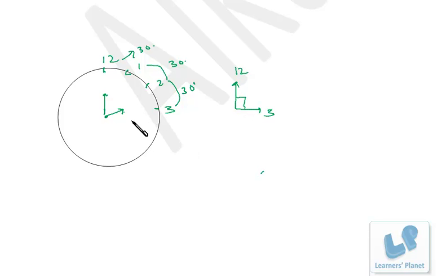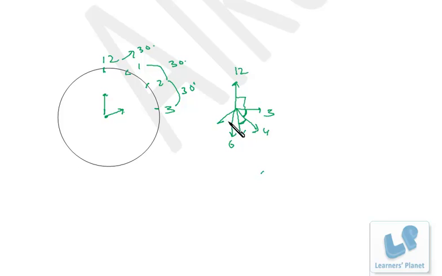Okay, similarly if you have to find out the angle between the hands at 4 o'clock, what will happen? This is 4, so one more 30 degrees will be added. So at 4 o'clock the angle between the minute hand and hour hand will be 30 into 4, 120 degrees, right? Similarly at 5 o'clock one more 30 degrees will be added, so the angle will be 150 degrees. At 6 o'clock a straight line will be there, so 30 into 6, 180 degree angle will be there between the hour and minute hand. Okay, at 7 what will happen?